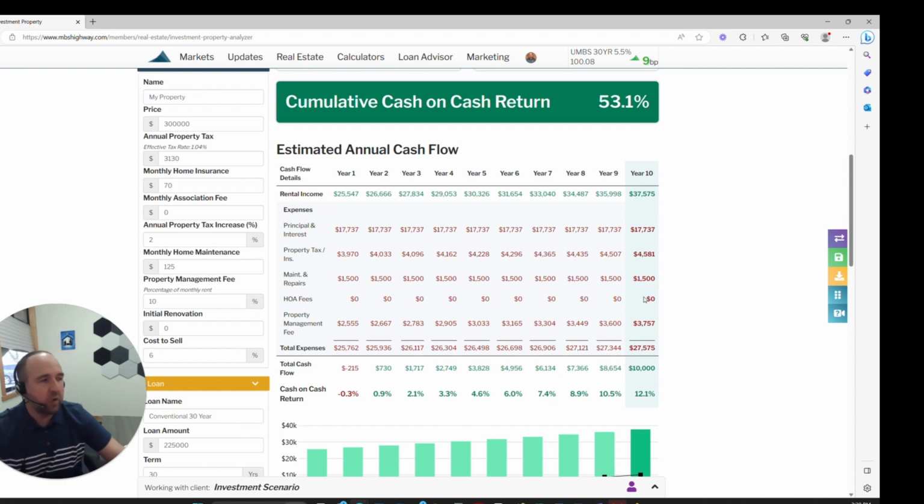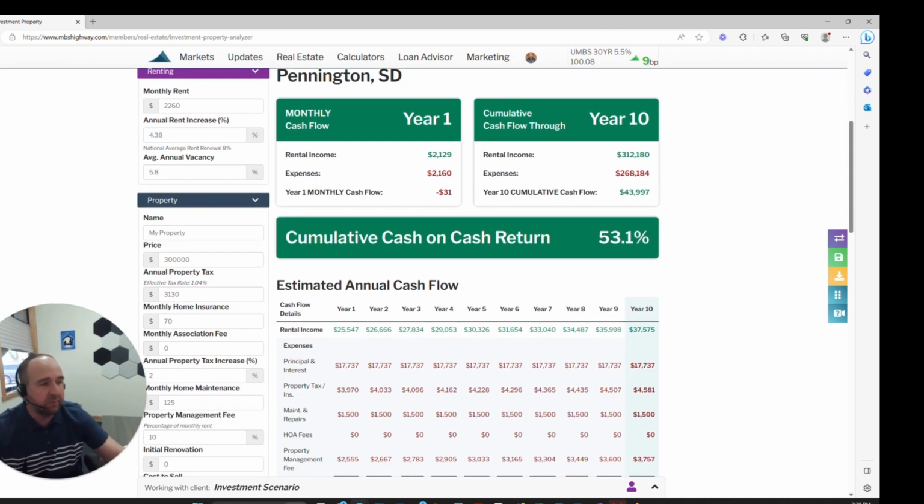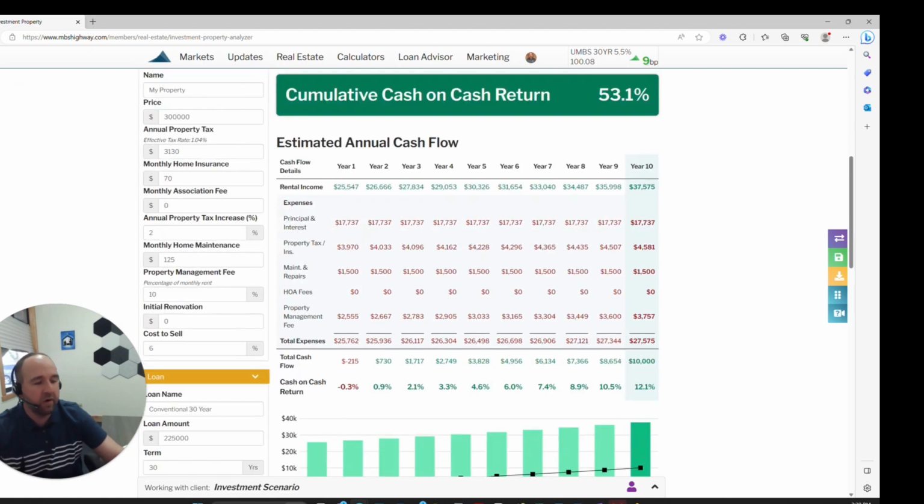At the year 10 data point, our total cash flow over those first 10 years is $43,997. We originally invested that $75,000 down payment plus the closing costs, and so now the cash on cash return has become 53.1%. So we've made up a good chunk of that original investment. That's one component of our analysis.